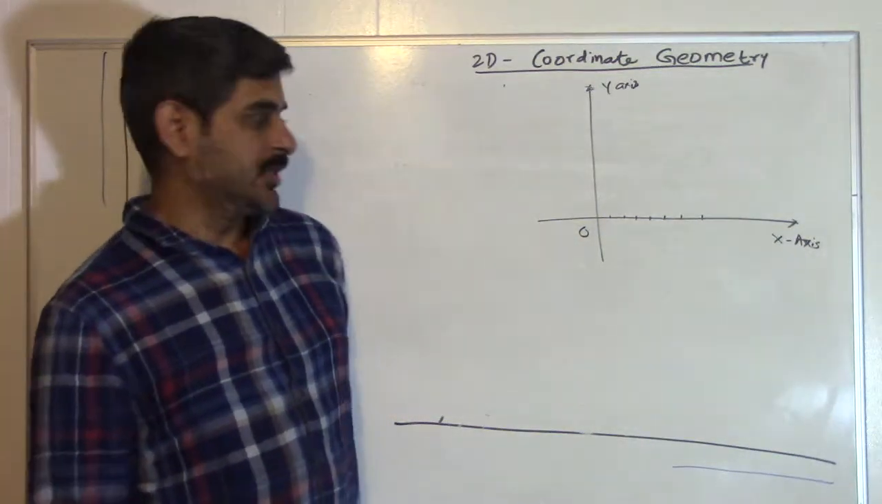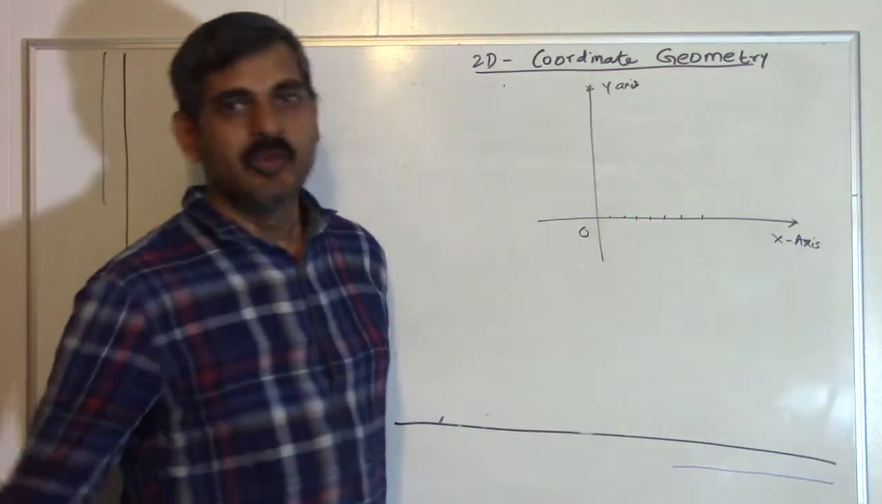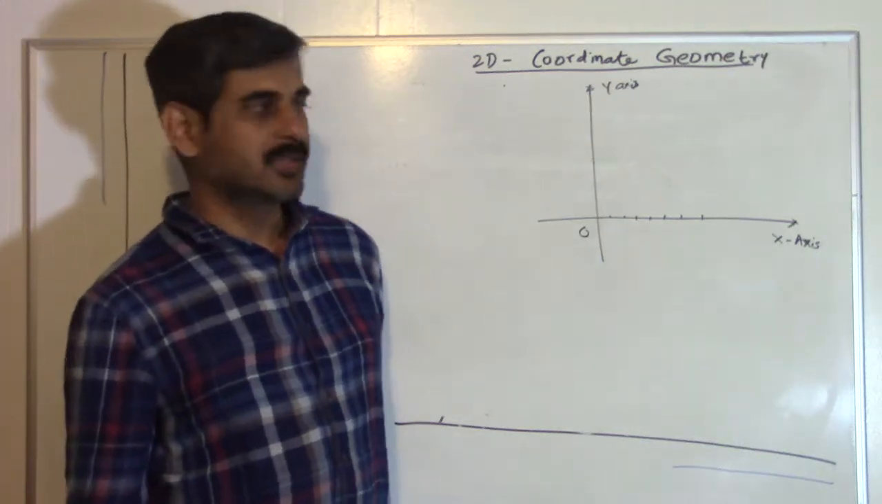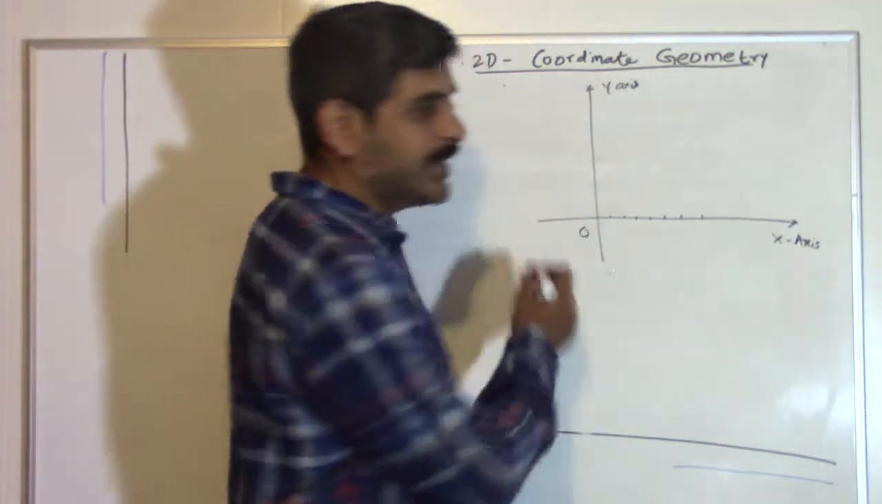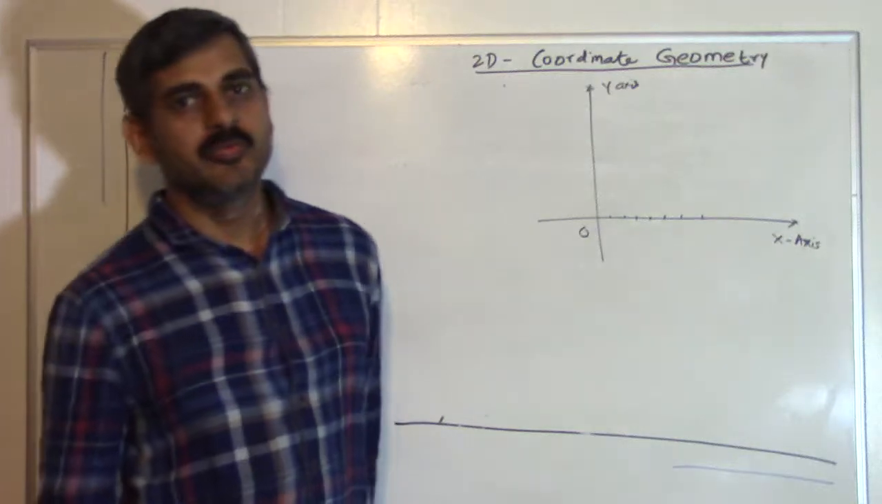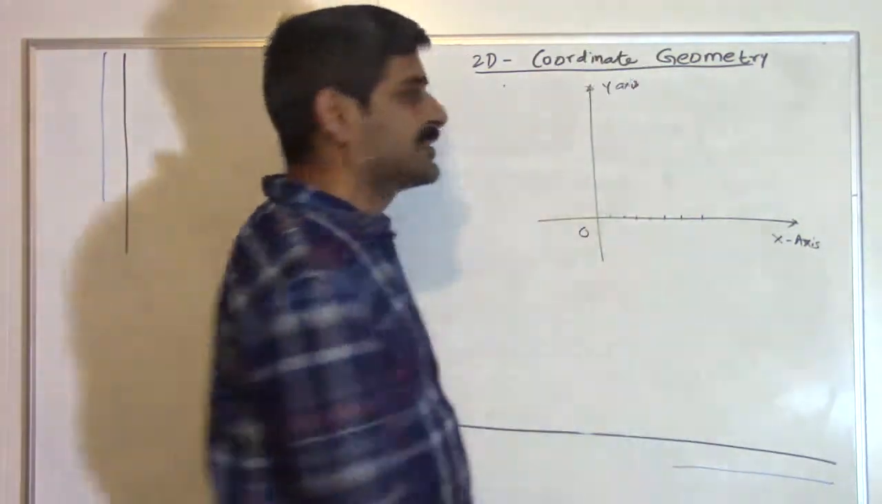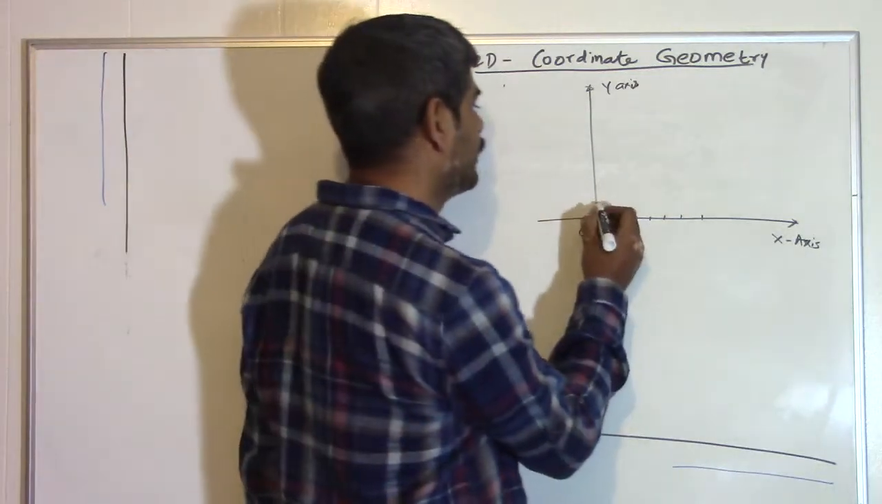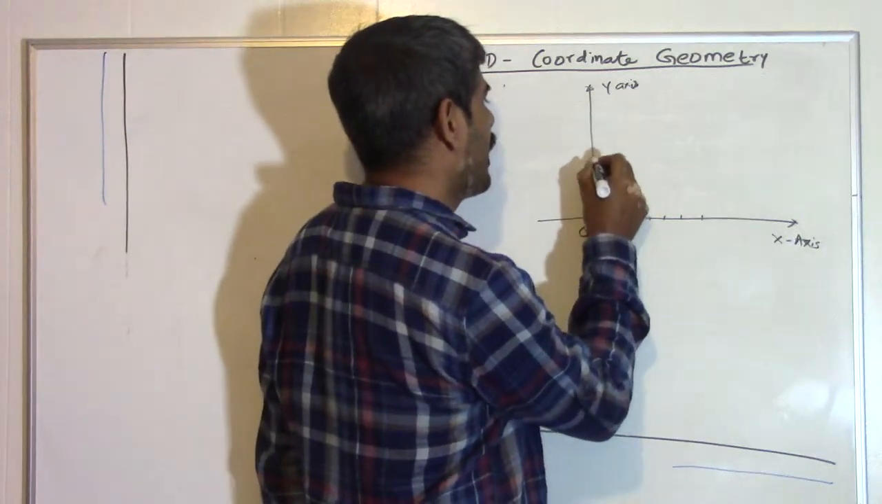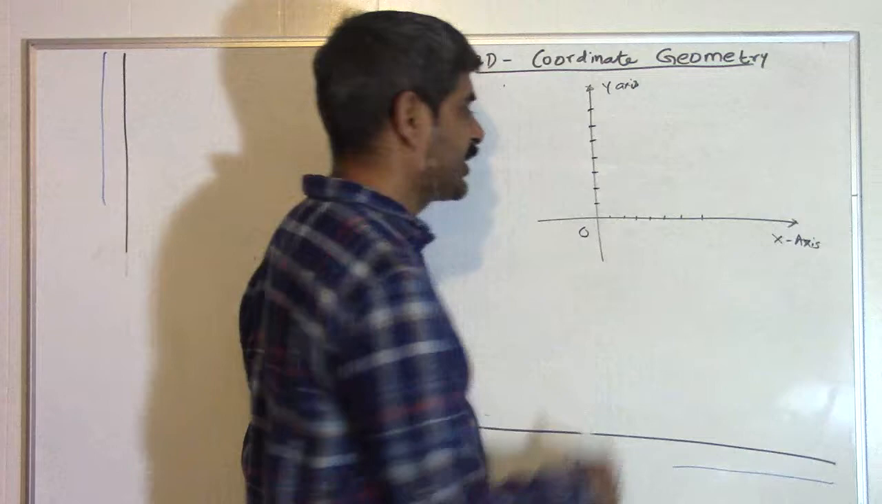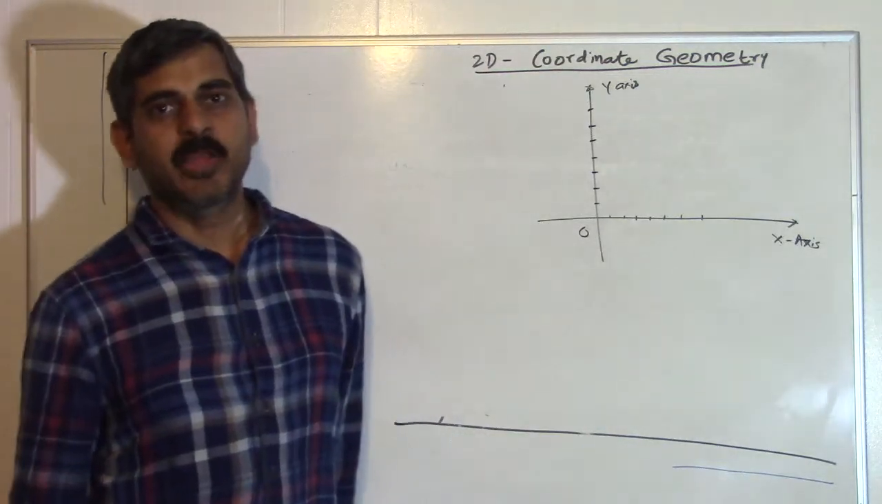And from the origin, if we go in this direction, we measure the distance in plus. And if you go into the opposite direction, we measure the distance in minus. And on the y-axis, if we go in the up direction, we count as plus. And if we go in the negative direction, we count it as negative.